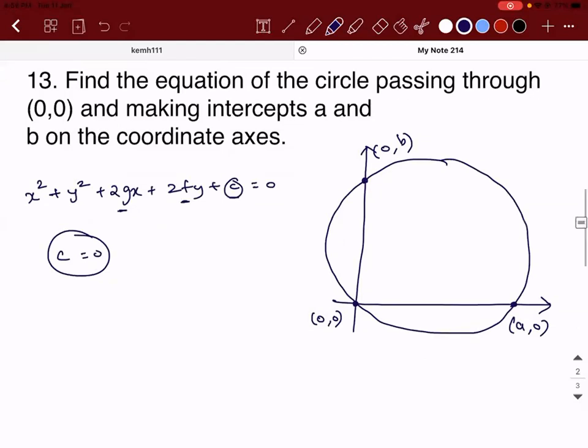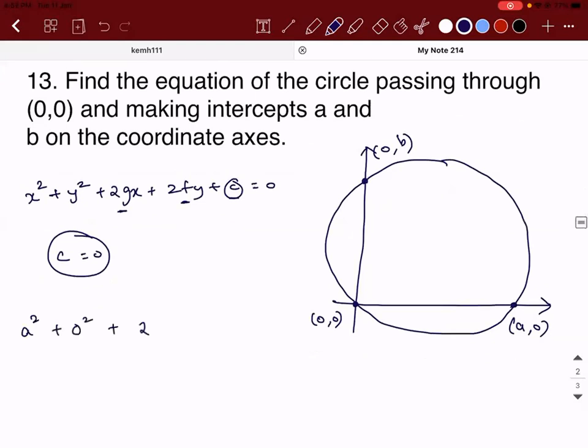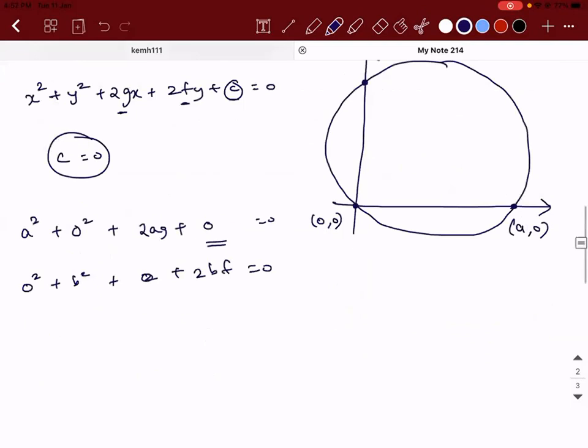Okay. Second, you would have substituted a square plus 0 square plus 2ag plus 0 plus c is equal to 0. Correct? Then you would have done 0 square plus b square plus 0 plus 2bf, plus c is not there, is equal to 0. So what is the value of g? Minus a by 2. And f?